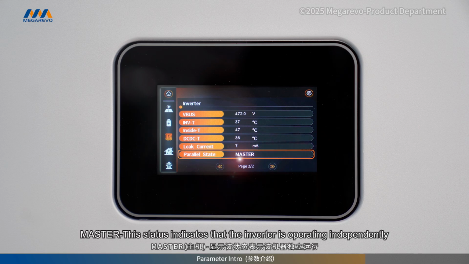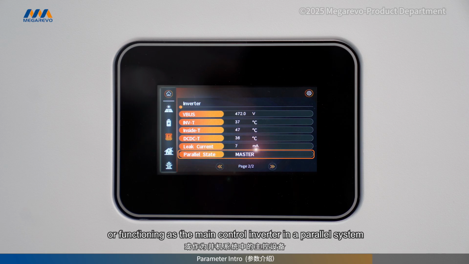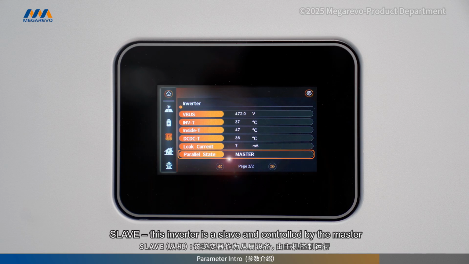Master. This status indicates that the inverter is operating independently or functioning as the main control inverter in a parallel system. Slave. This inverter is a slave and controlled by the master.